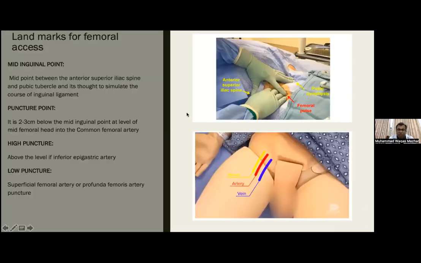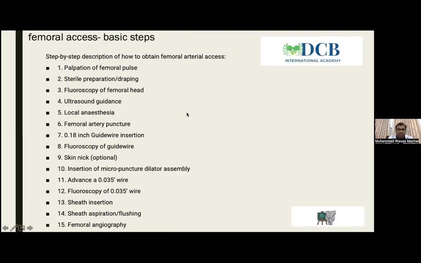So moving forward towards our femoral access, what are the different steps to achieve femoral access? Number 1, palpation of the femoral pulse, sterile preparation and wrapping, fluoroscopy of the femoral head, ultrasound guidance if available, local anesthesia, femoral artery puncture, 0.18 inch guide wire insertion, fluoroscopy of the guide wire, skin nick, which is optional, insertion of the micropuncture dilator assembly, advance a 0.035 inch wire, fluoroscopy of the 0.035 inch wire, then sheath insertion, sheath aspiration flushing, and femoral angiography.